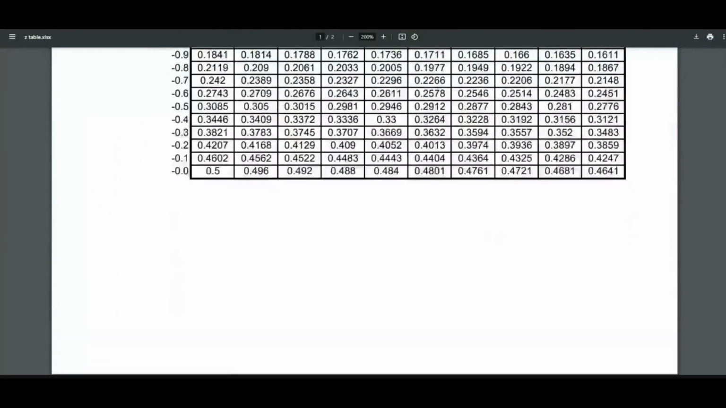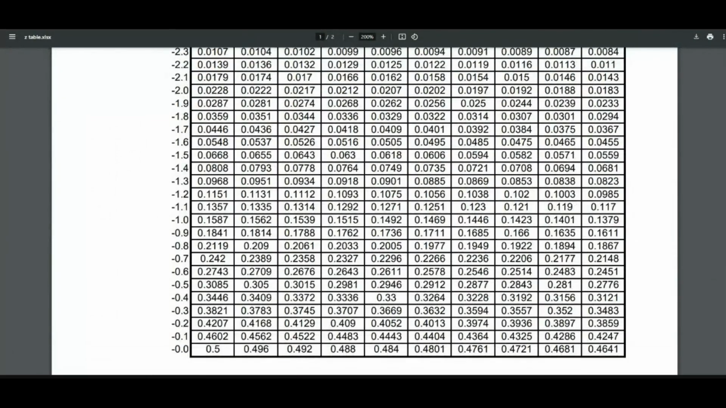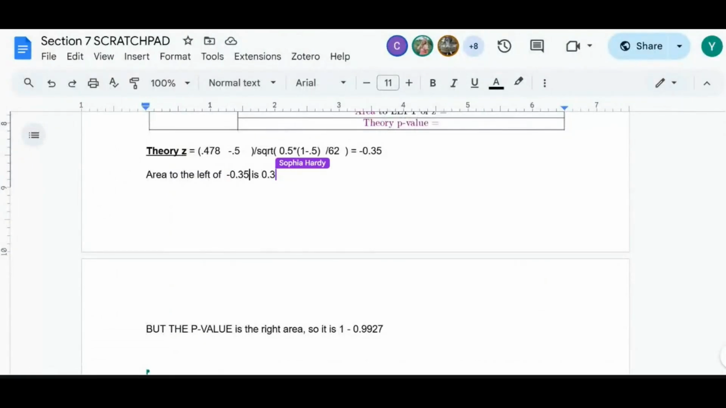Minus 0.35. 0, 1, 2, 3, 4. Yes, 0.3632. So can someone type that there? The area to the left of that is 0.3632. Now, do you need to do any processing?